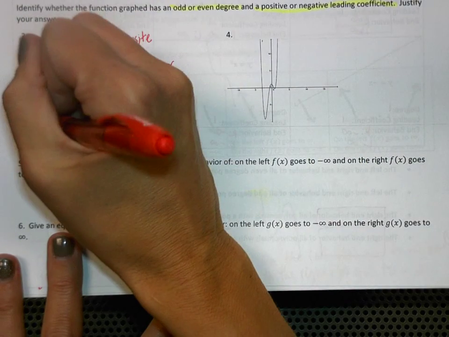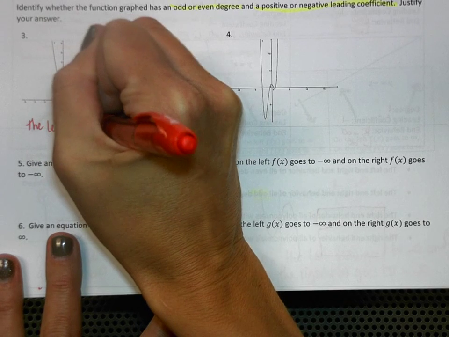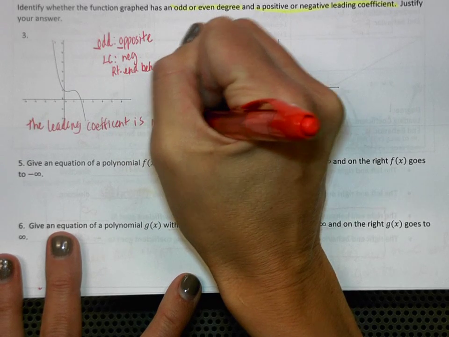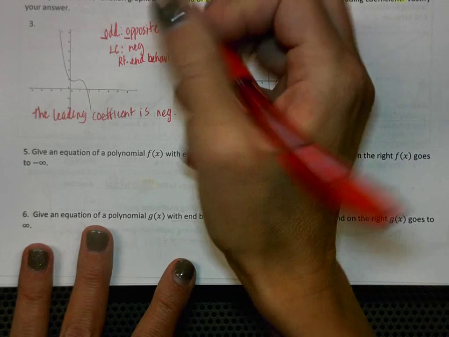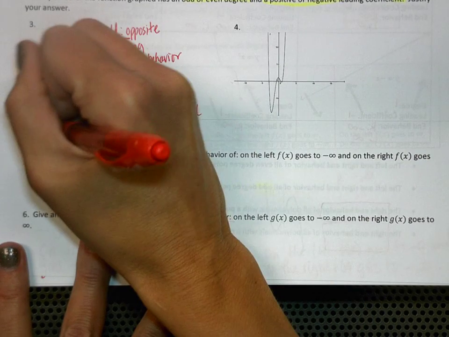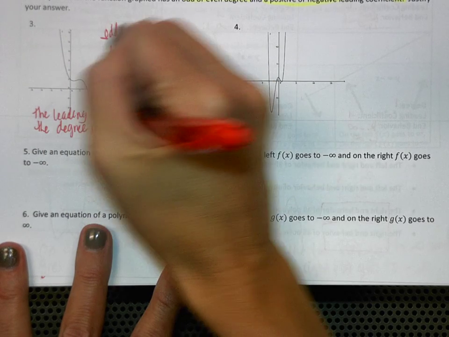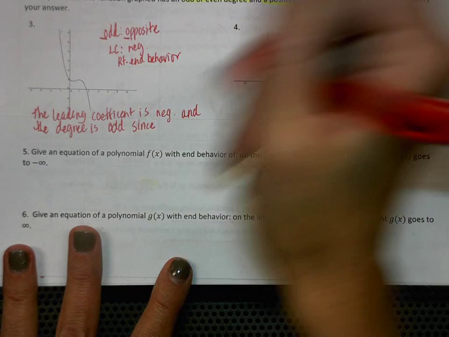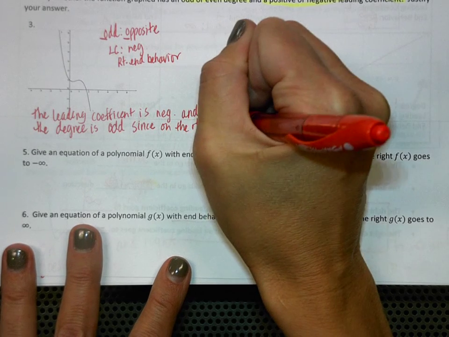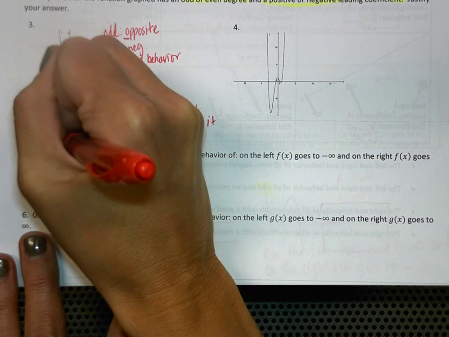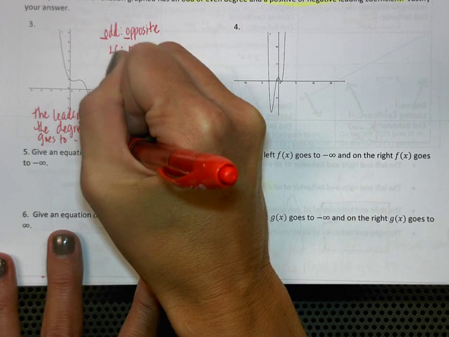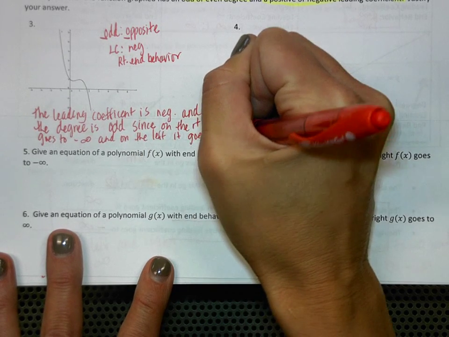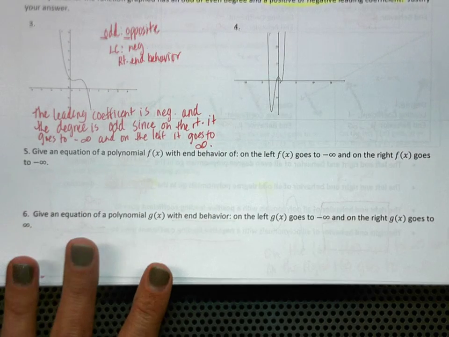So we're going to put the leading coefficient is negative, and I'm going to abbreviate negative, and the degree is odd, since on the right it goes to negative infinity, and on the left it goes to infinity. And that's it.